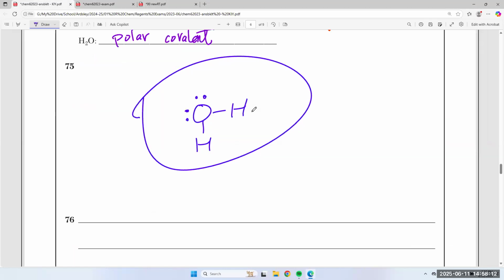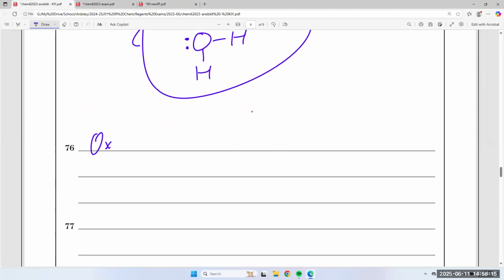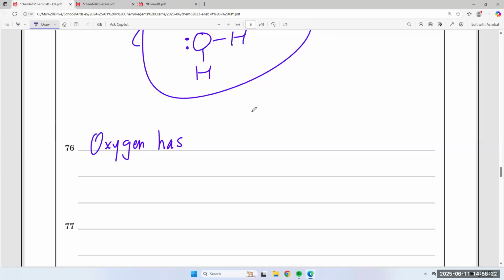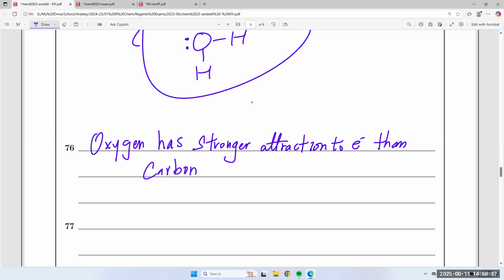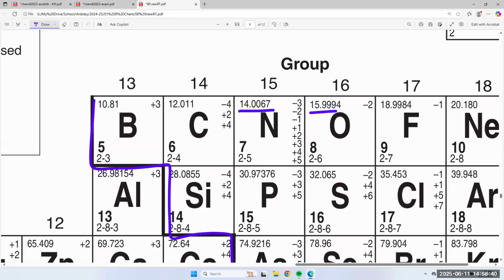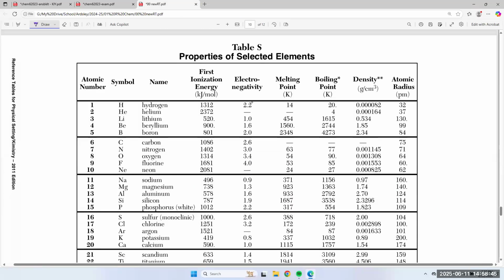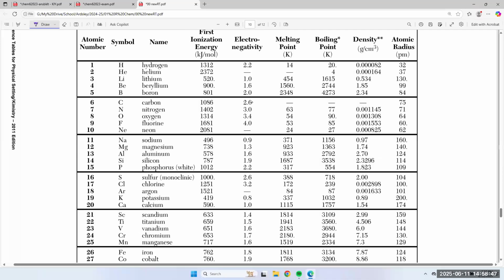So you can say oxygen has stronger attraction to electrons than carbon, right? Except now, if you're thinking, well, what if you don't know that, Mr. Kim? Like, go to Table S, right? But like I said, guys, it's a waste of time, right? That's why I taught you guys to try not to use this as much as possible, right? So what do we know, right?